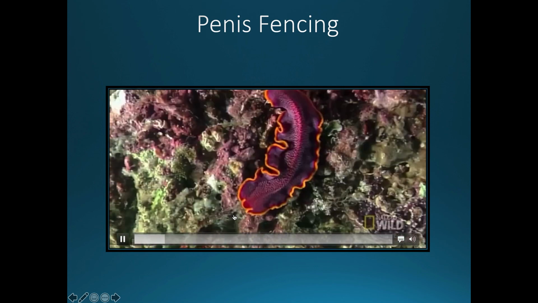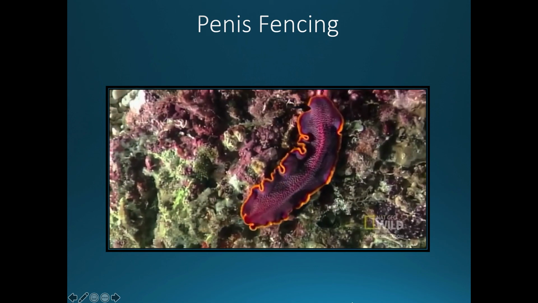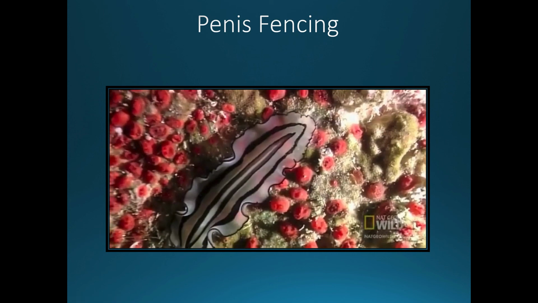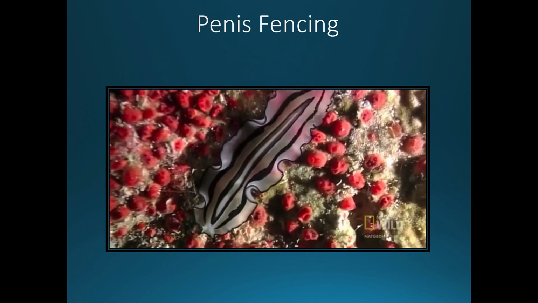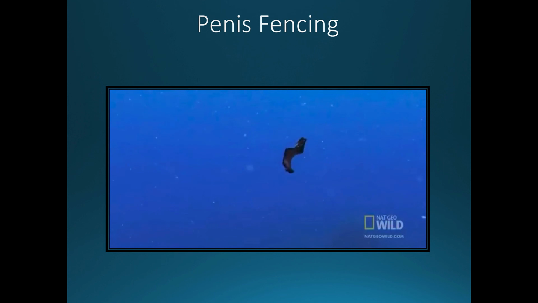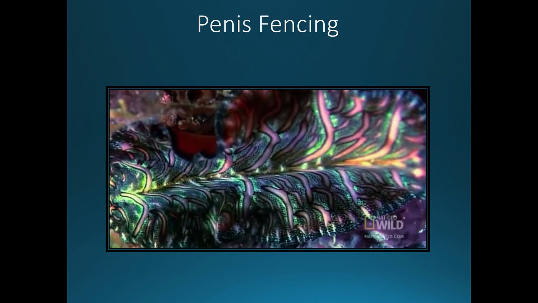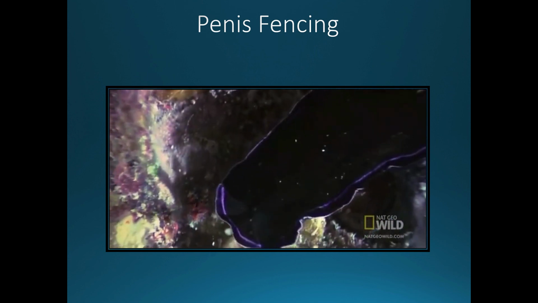Flatworms have both male and female sex organs. But when it comes time to make little flatworms, they have to decide who plays which role. And that they fight over.